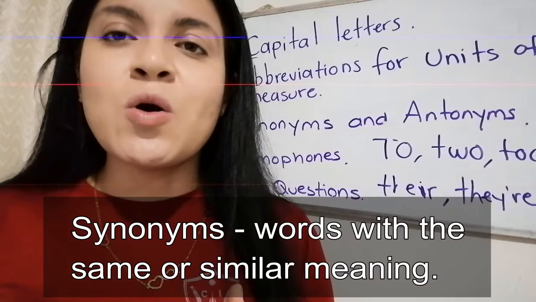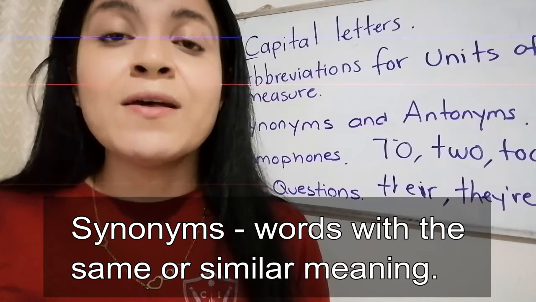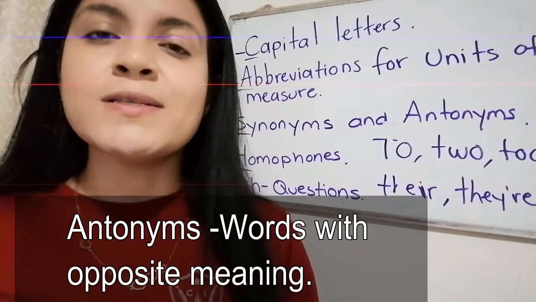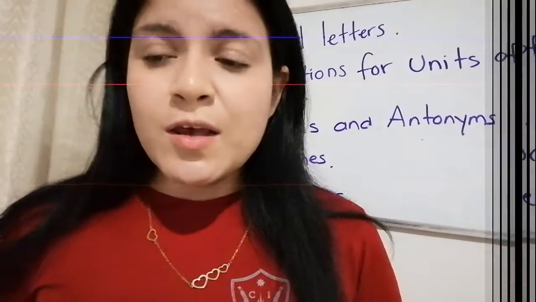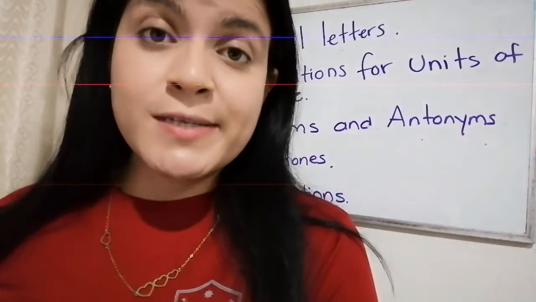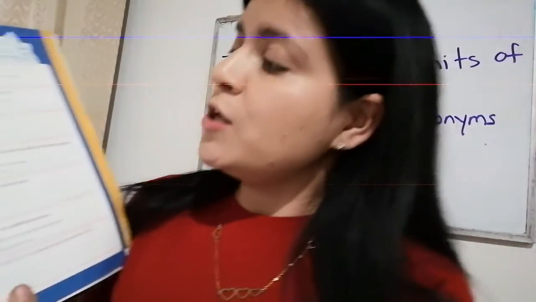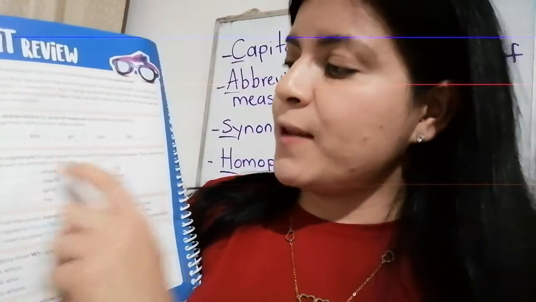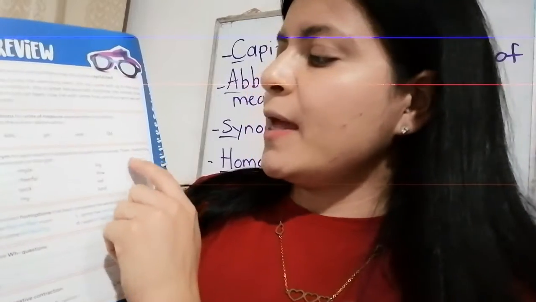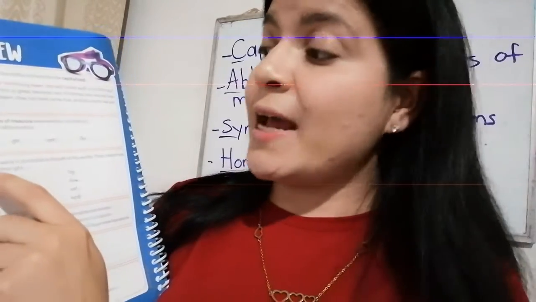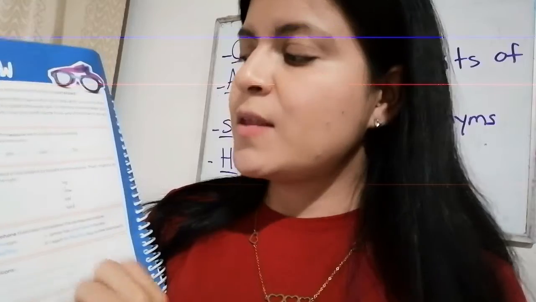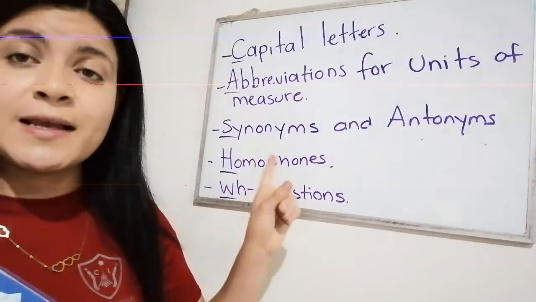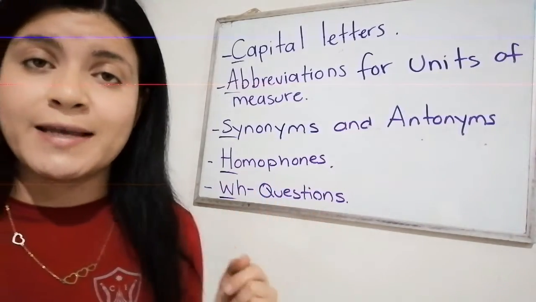Okay? So, synonyms are words that have the same or very similar meaning, and antonyms are words that have opposite meaning. So, the exercise that we have to do for synonyms and antonyms is to write a synonym for each word in the blank to the left and match the words with its antonym on the right. Yes? So, now let's continue with the next topic, that is homophones, guys.